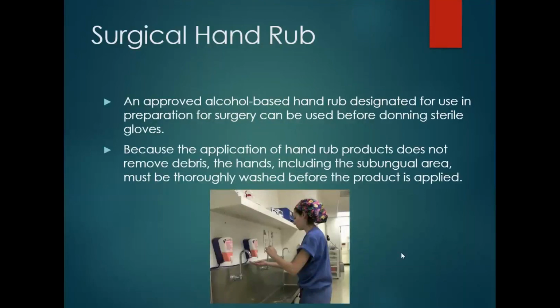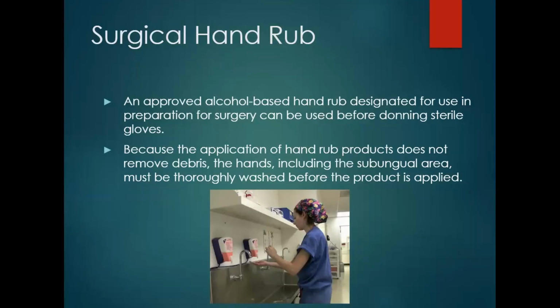Okay, so surgical hand rub. Again, what you saw was the surgical hand scrub, and that is to be done. It's a good habit to do it right when you enter into the OR and after lunch. When you do go into multiple procedures throughout the morning, once you've done your first scrub of the day, from then on, you can use a surgical hand rub, which is the approved alcohol-based rub designated for use in surgery and can be used before going into the OR.